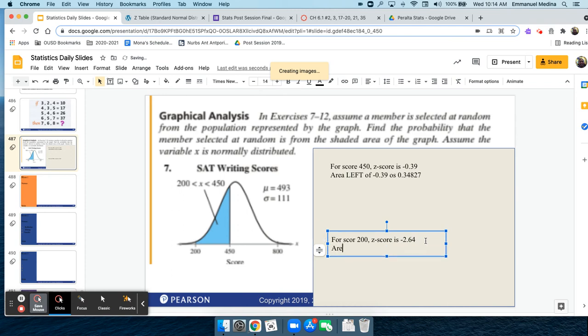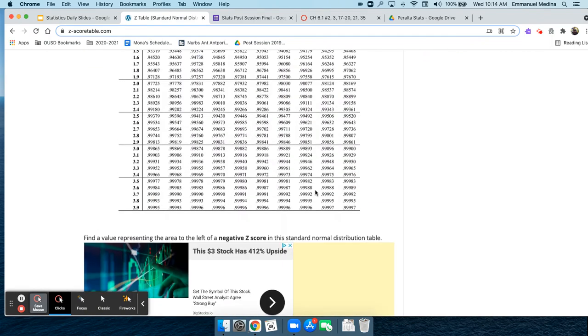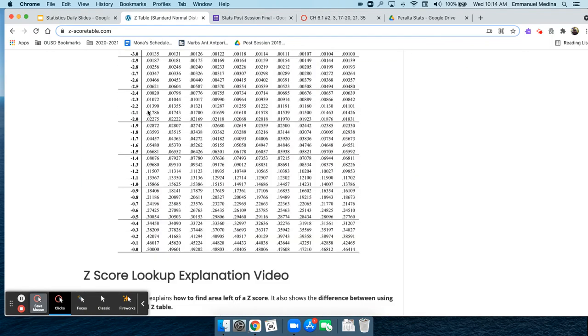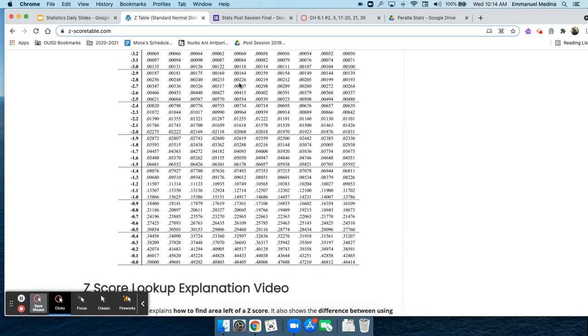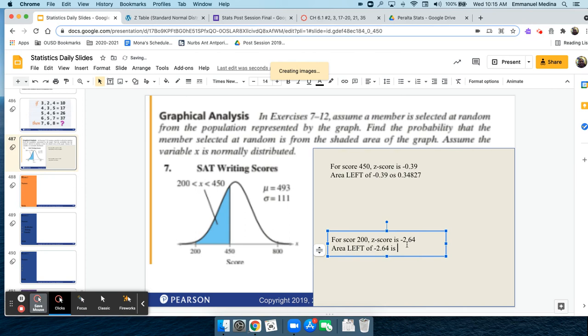And the area to the left of that z-score, negative 2.64, is going to be here, 0.00415. I've got to remember that is 0.00415. And Kakidan, this is a very long video. I apologize. I hope you watch this at 2 speed.